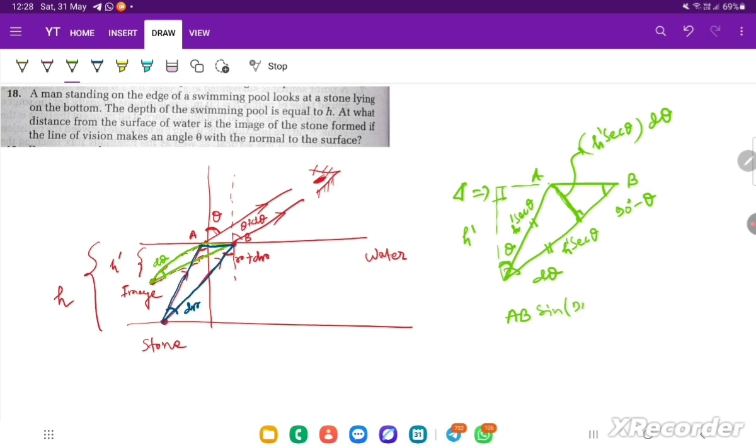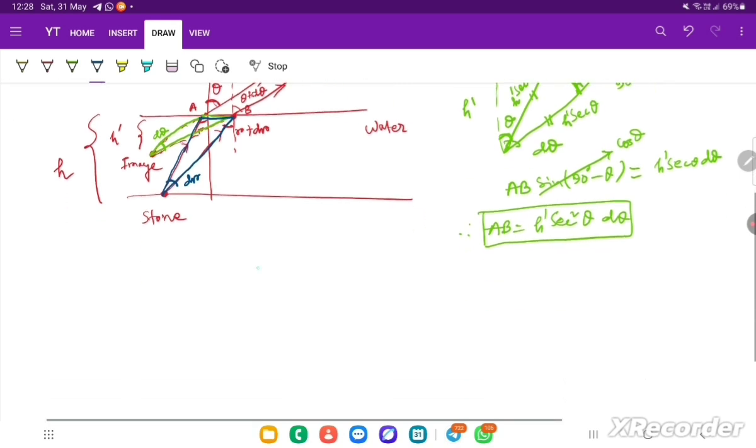AB upon sine of 90 degrees minus theta will be h dash sec theta d theta. So sine of 90 degrees minus theta will be cos theta, so AB will be h dash sec square theta d theta.